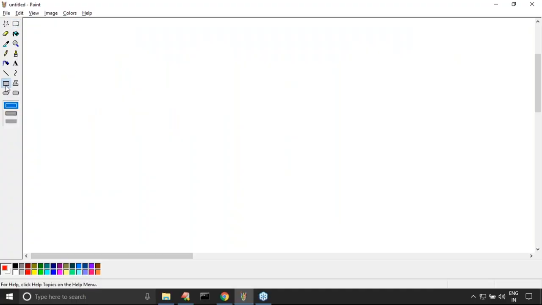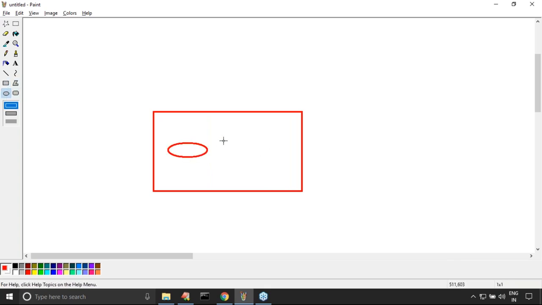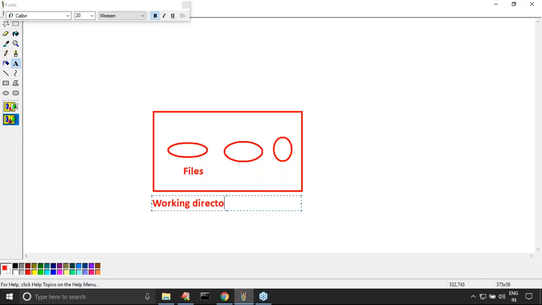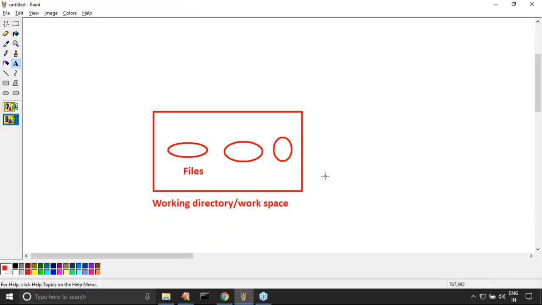Just observe carefully. Suppose this is my working directory. Whatever files I want to create, I need to create here. Assume these are various files. Whatever files we are going to create or modify, where will they be? They will be in the working directory. Some people may use the word workspace. The workspace holds the files which are created or developed by the developer. Any doubt about this one?